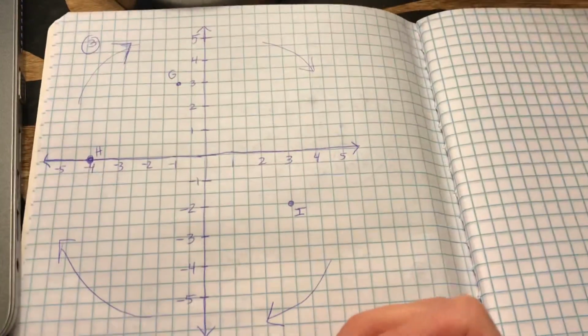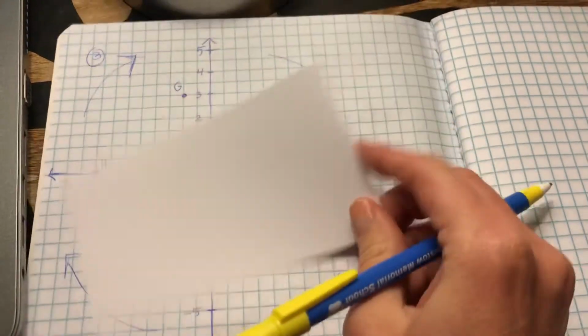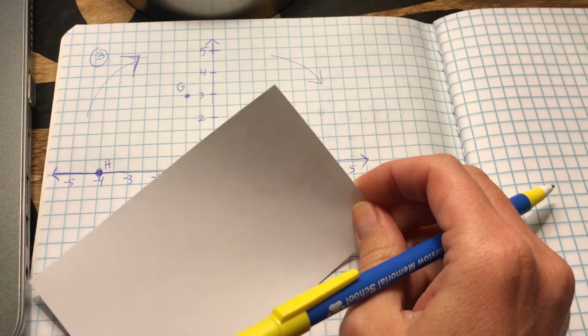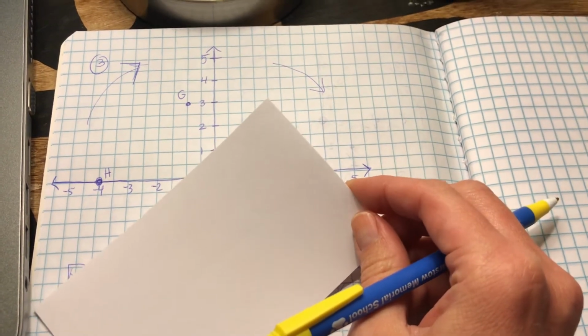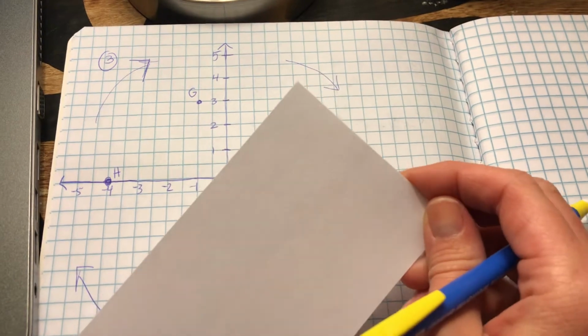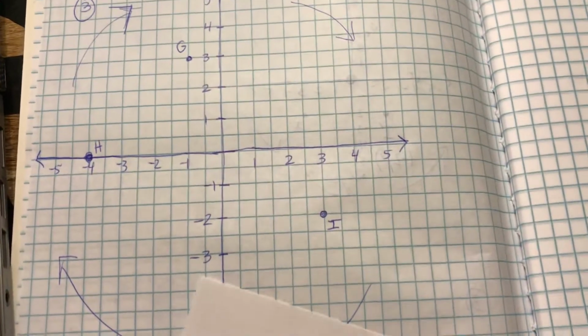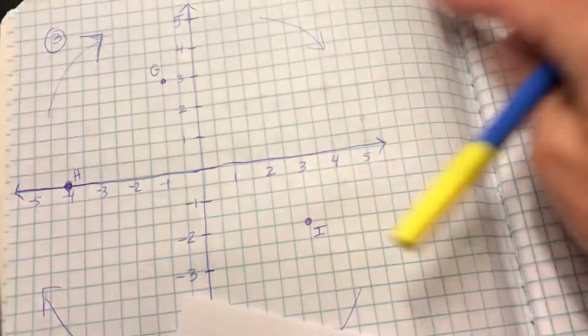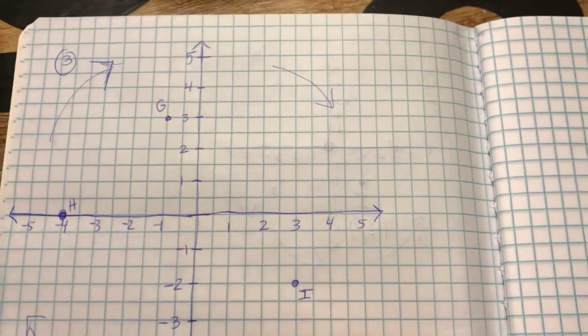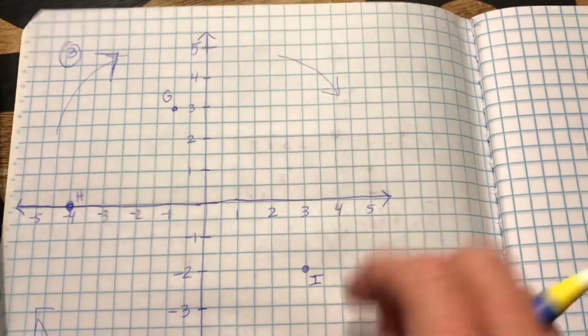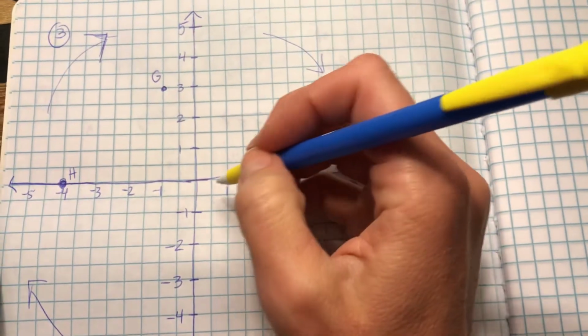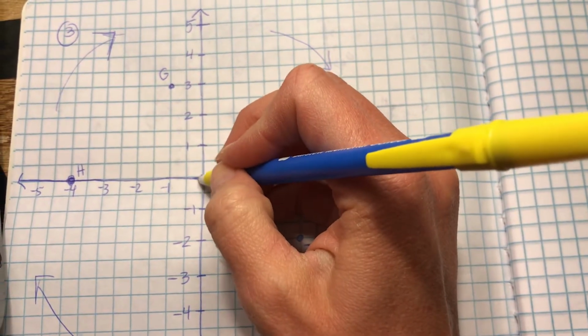Conveniently enough, 90 degrees is also the number of degrees in the corner of a note card or a sticky note or sheet of paper. So I'm going to use this to help me. That's going to be my strategy. I'm going to take point G first, because alphabetically that comes first. And the center of rotation is here at 0, 0.